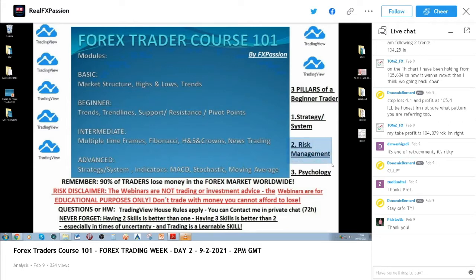Pillar number two is the risk management, everybody. We're trying to learn how risk management works inside our strategy and/or system. And the big one is psychology. We're trying to understand how psychology affects our risk management decisions, our strategy and system. And remember, 90% of traders lose money in the Forex market worldwide.